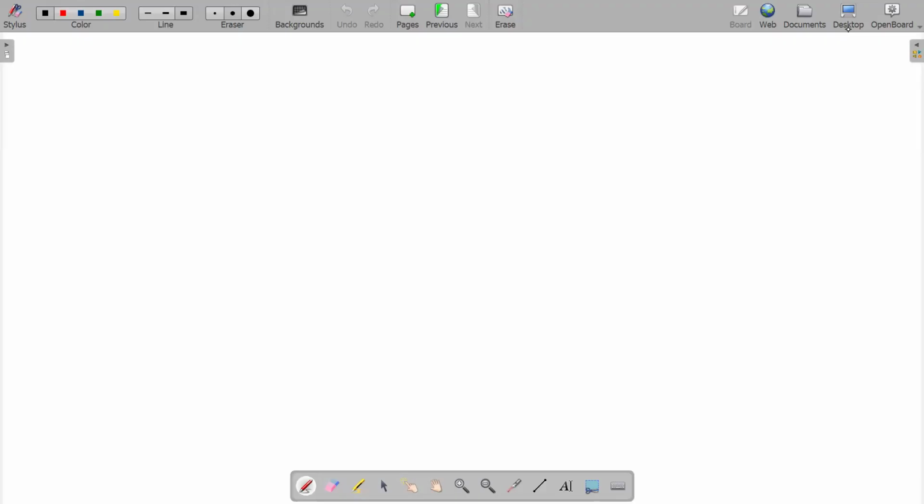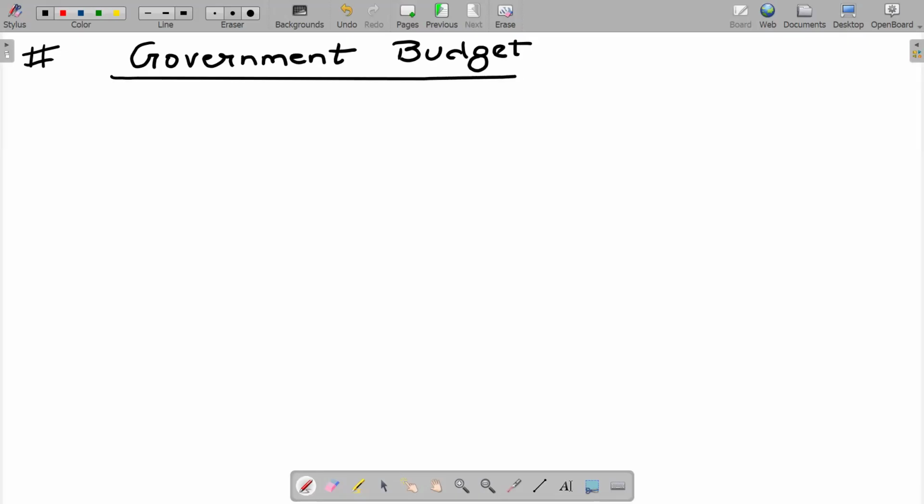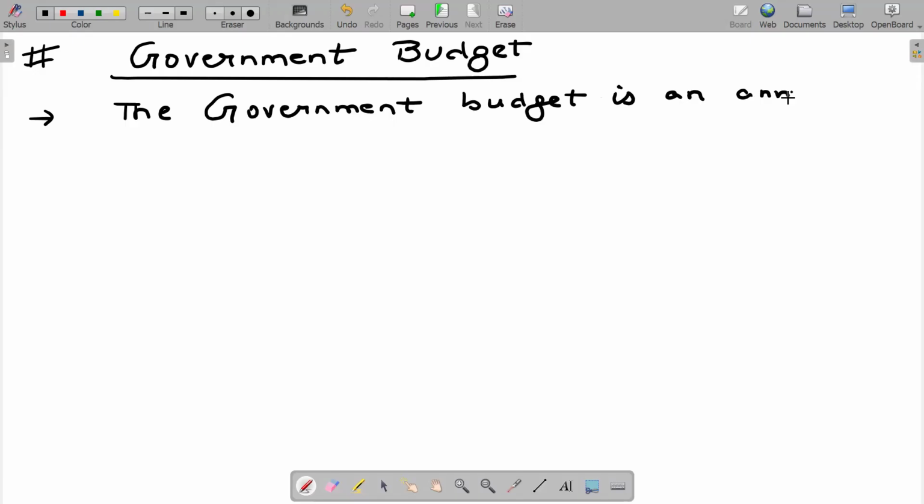So let me write the main broader topic. This is government budget. Let's first of all understand what is the government budget. So I can write that the government budget is an annual statement.